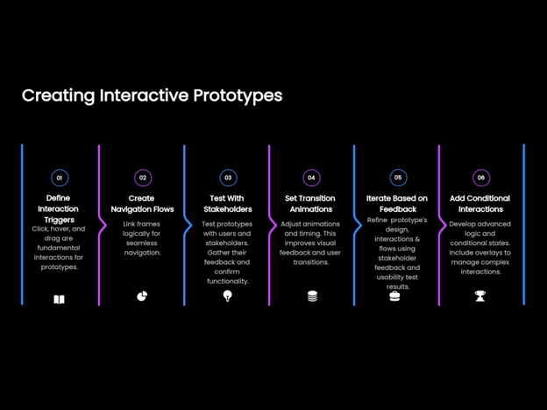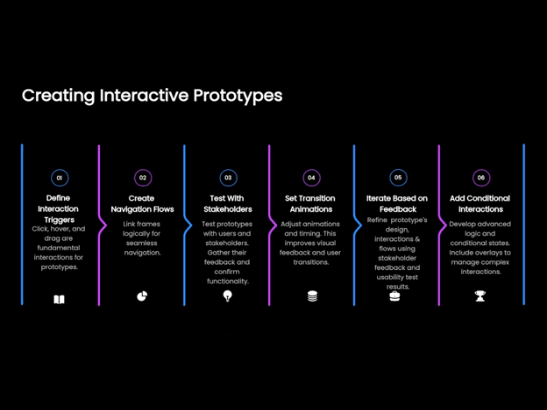Navigation flows: link frames logically to create seamless navigation. This helps users move through your design as if it were a real app or website. Add transitions and animations to improve feedback and user experience. Adjust timing so interaction feels smooth and natural. Test with stakeholders. Testing is crucial. Share your prototype with users or stakeholders. Gather feedback and confirm usability. These steps ensure your design works in practice, not just in theory.